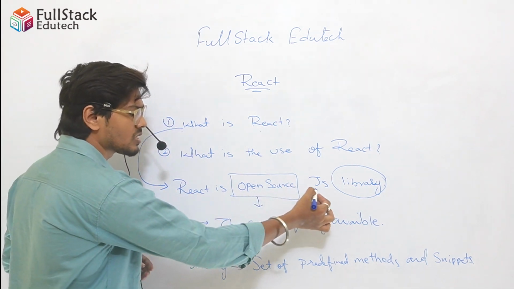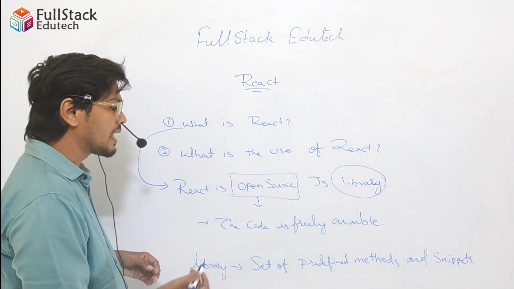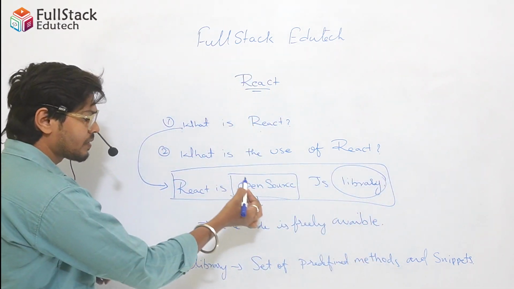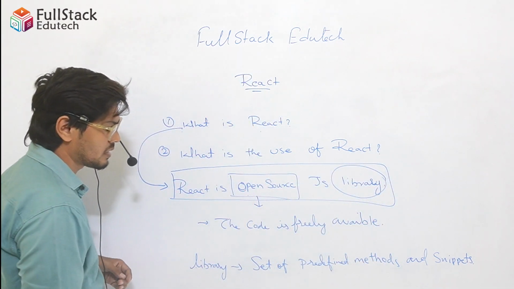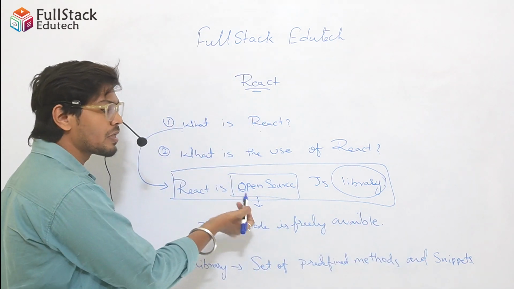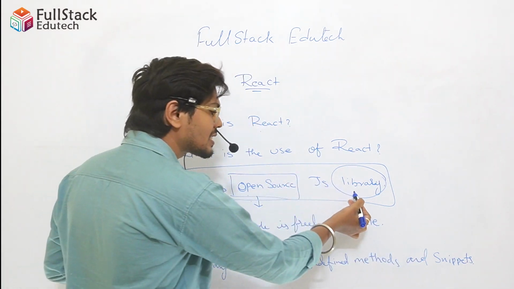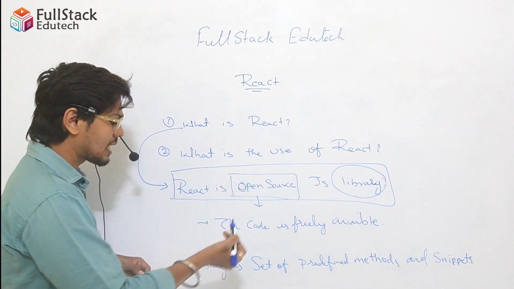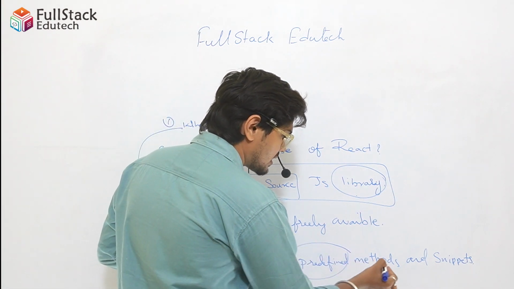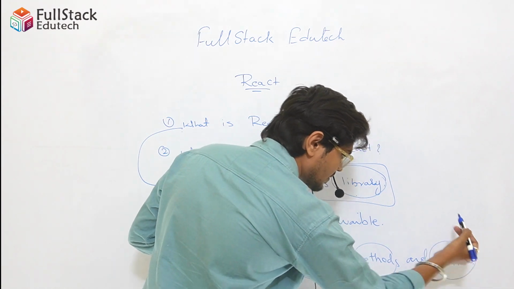React is an open source JavaScript library. Okay, let me explain this line. What is open source? The code which is freely accessible by everyone is called open source. Then, what is library? Library is nothing but a predefined set of methods and snippets.